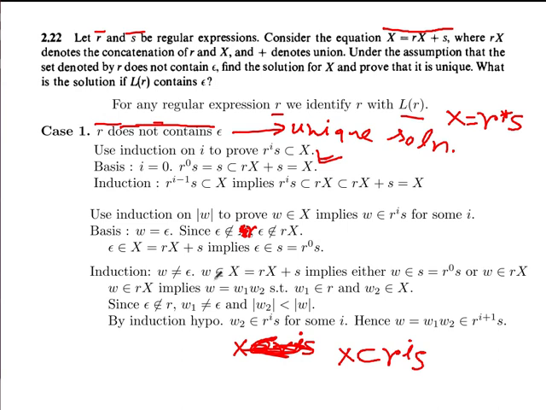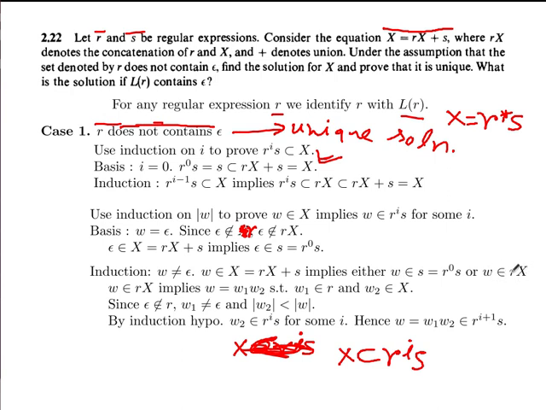Now we do induction for length more than 0. So if W is in X, what is X? X is this union this. So that means this W should be either in S or in this RX. Now if it is in S, S is R0S, so I can pick I to be 0. So this case is done, or there is another possibility that it belongs here, right?